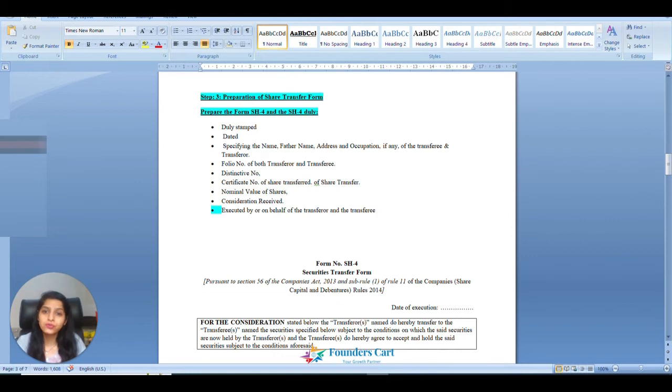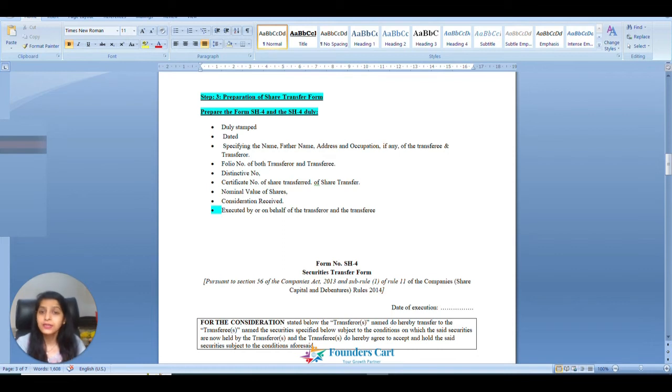Second thing he needs to do is prepare the share transfer deed. The share transfer deed will be duly notarized and duly stamped. Stamp duty is to be paid on the share transfer, and right now the rate of stamp duty is 0.015% of the total consideration involved in the share transfer. This is share transfer stamp duty, not a revenue stamp.